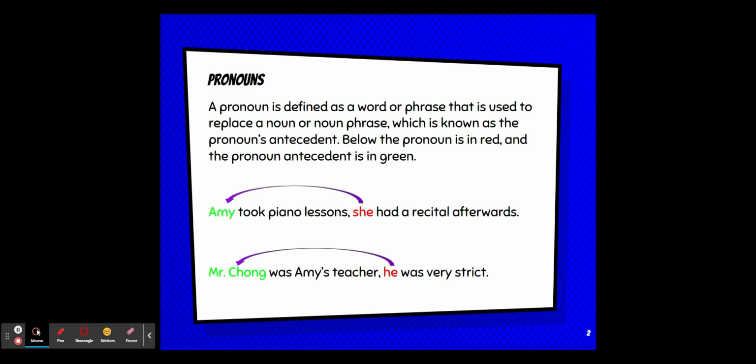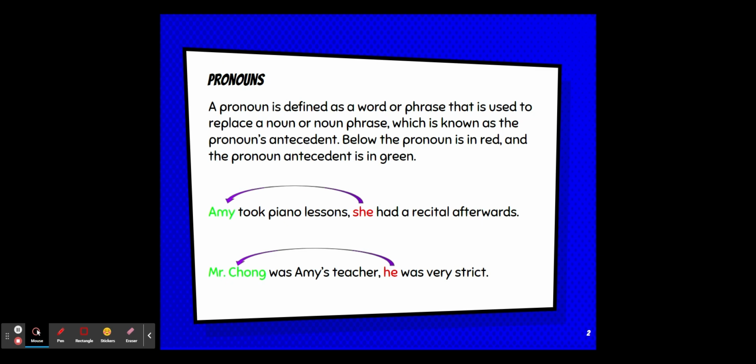So, Amy took piano lessons. She had a recital afterwards. She is a personal pronoun. Amy is the antecedent. So the antecedent is the noun that comes before and tells you what the pronoun is talking about. Sometimes the antecedent is within the same sentence, and sometimes it's just within the same paragraph.